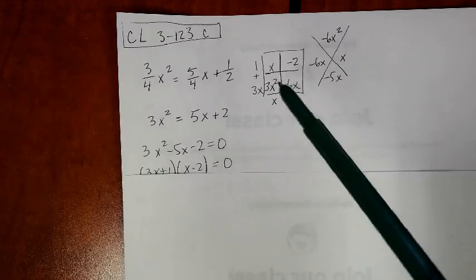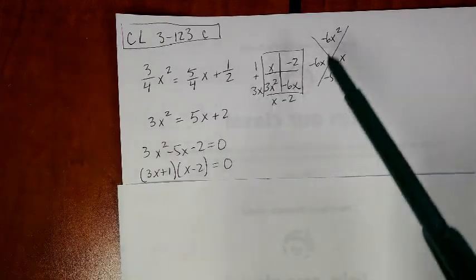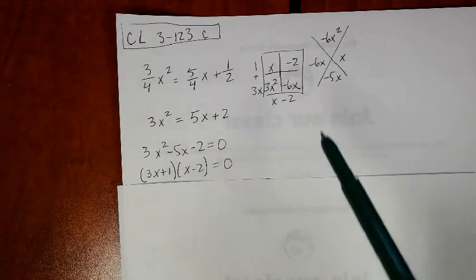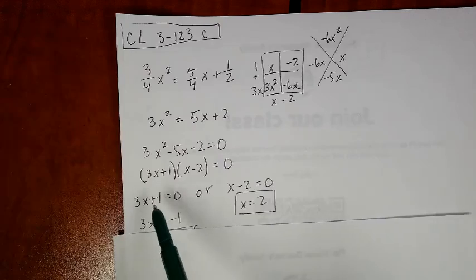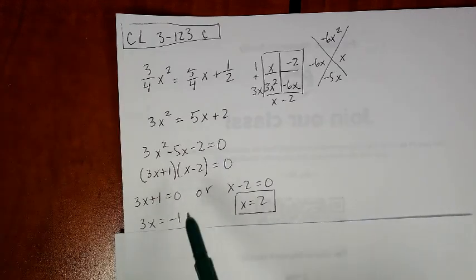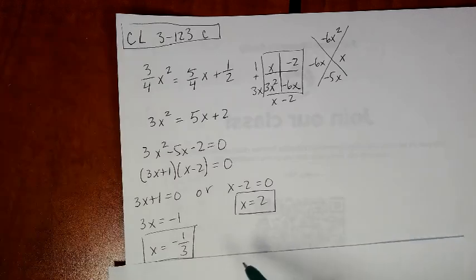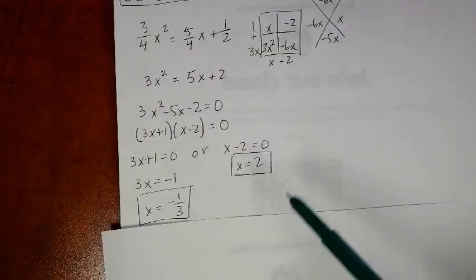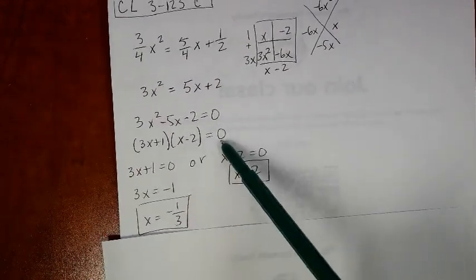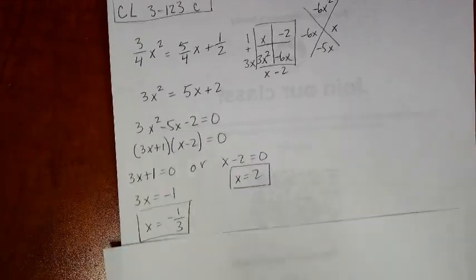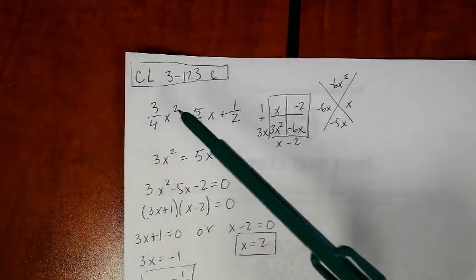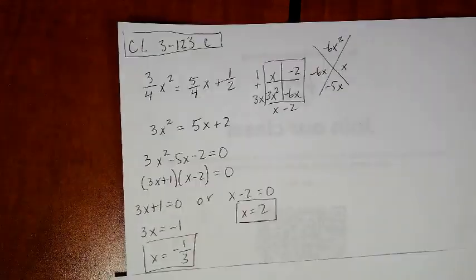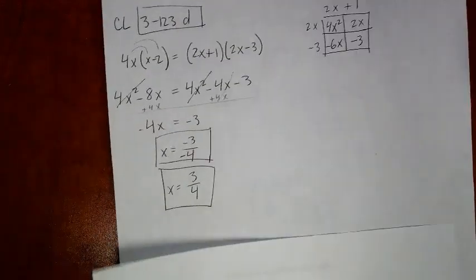It actually does factor. I put it in the area model, and you can see how I got it to factor. Then I used the zero product property. So I subtracted 1 from both sides, divided by 3, and I got negative 1/3. On this one, x minus 2 equals 0, so x must equal 2. I'll be honest, I did not plug those in because I don't have an absolute value or a square root, but both of those solutions work. And then let's get the very last one.